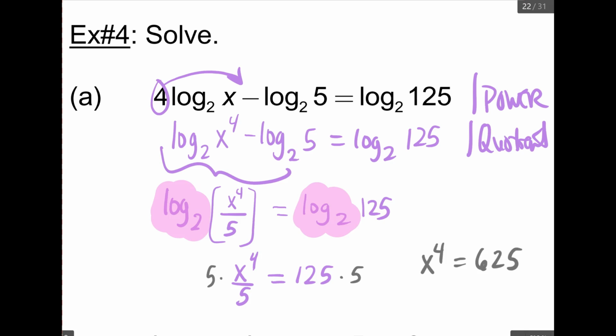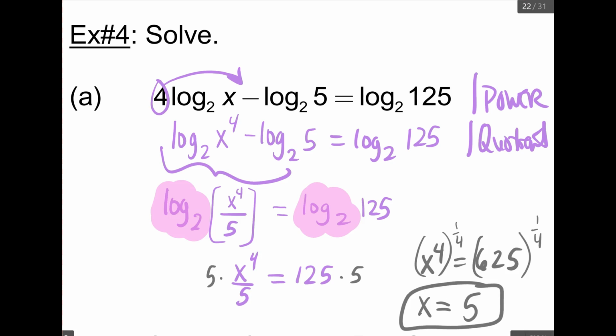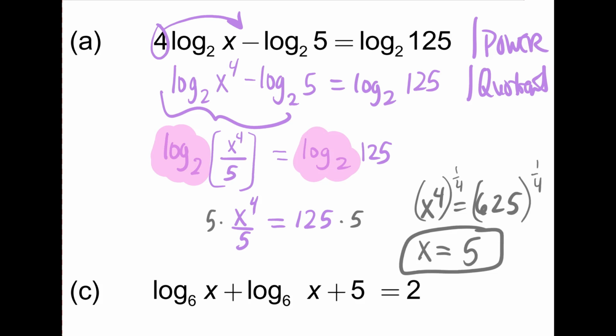How do I get rid of a 4th power? Square root. Yeah, I put it to the 1/4. Put each side to the 1/4 power. Not negative 1/4, just 1/4. Because on the left side, I'm left with x. What times itself 4 times is 625? 5. 5 times 5 is 25, 5 times that is 125, 5 times that is 625. So that's 5 multiplied together 4 times. Yes.